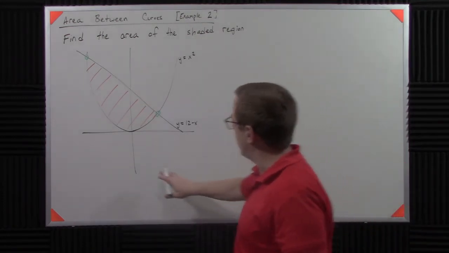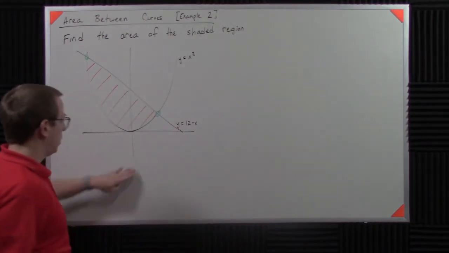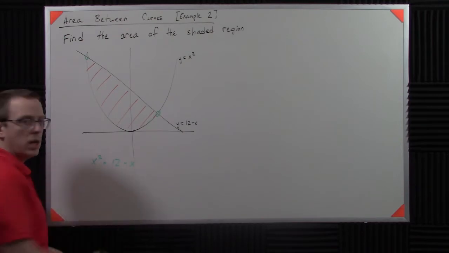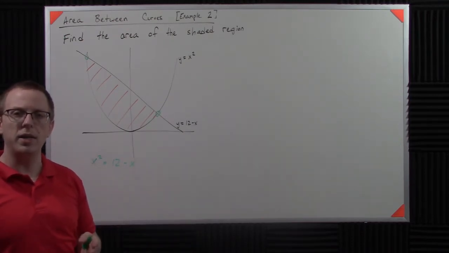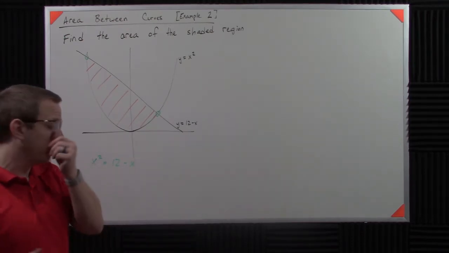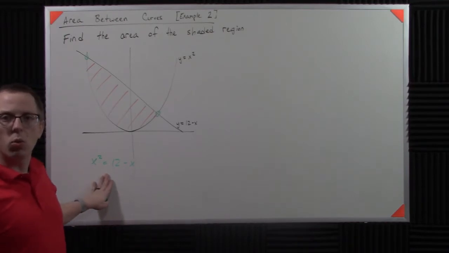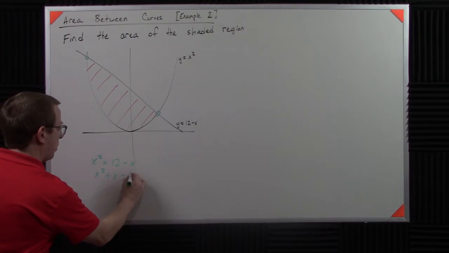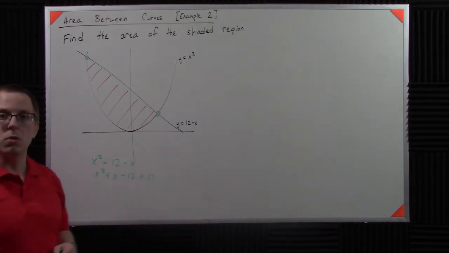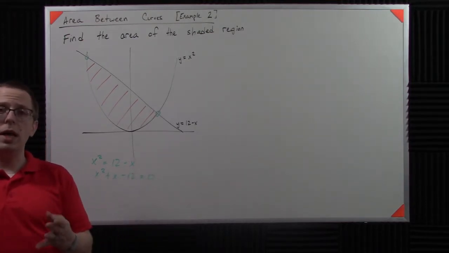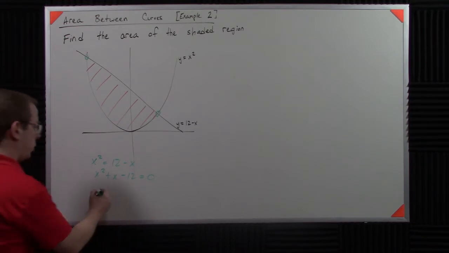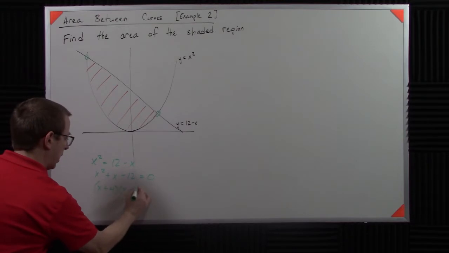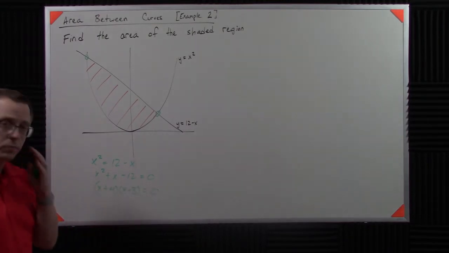I'd say, okay, well then, x squared has to equal 12 minus x. That's just part of the problem. So if I rewrite this all on one side, I can say x squared plus x minus 12 equals 0. Simple enough. Now this one, luckily, I can factor. That's just x plus 4 times x minus 3 equals 0.